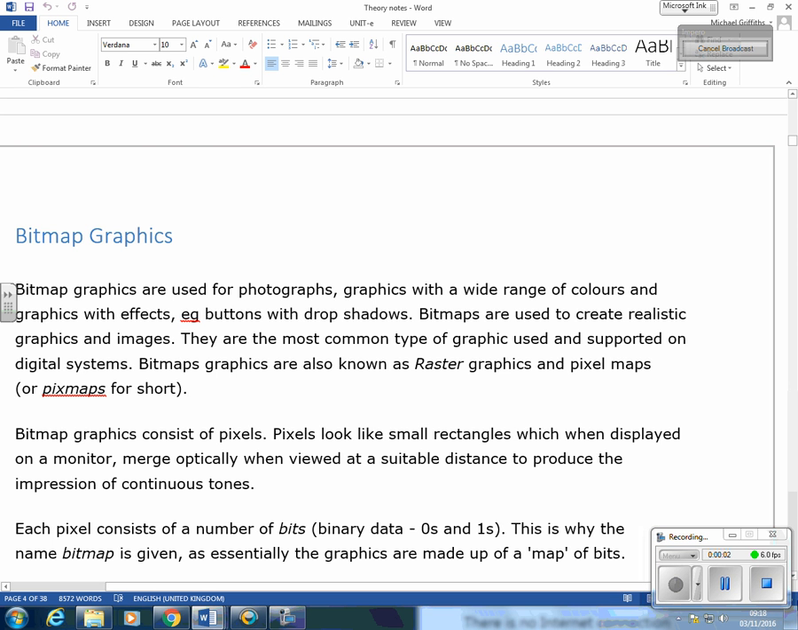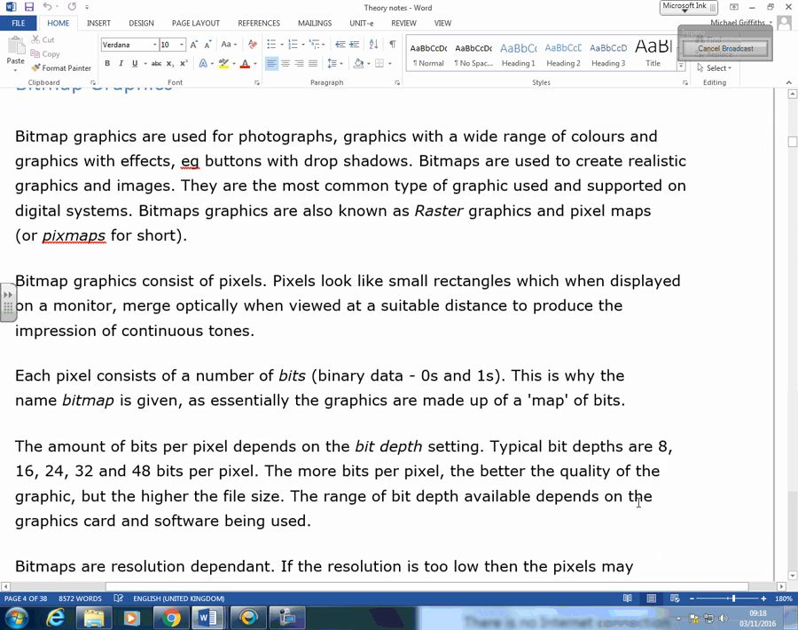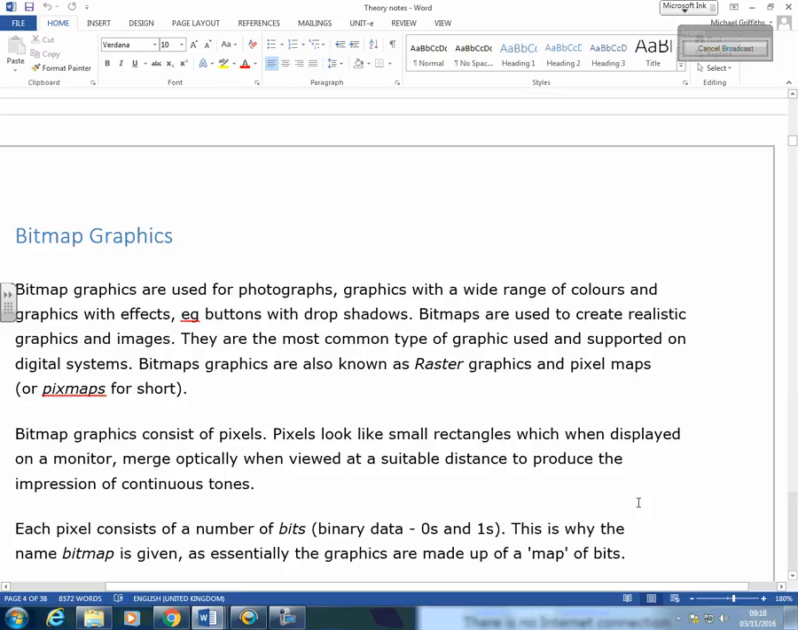Okay, so this unit's called Bitmap and Vector. And the first thing I want to do is establish what a bitmap graphic is. Any of you encountered what a bitmap graphic is? Can you tell me?